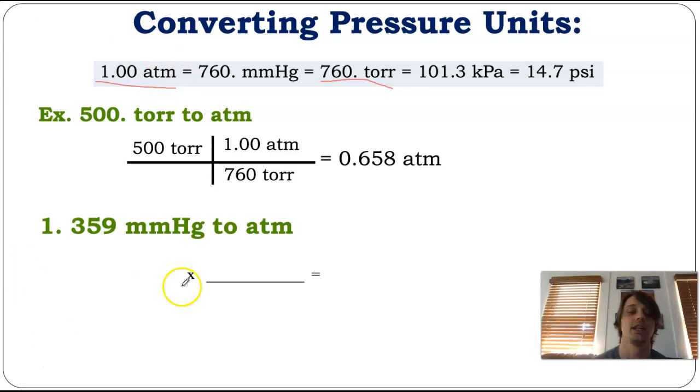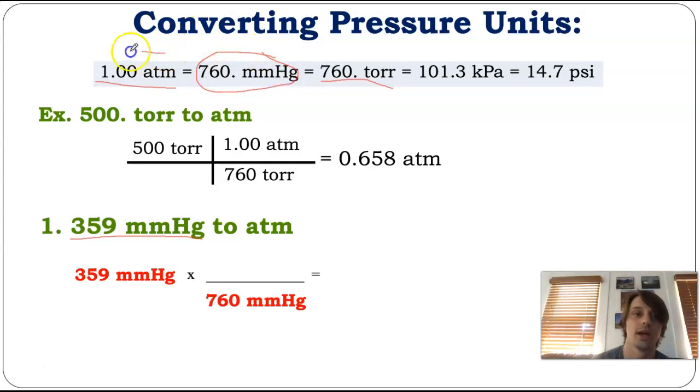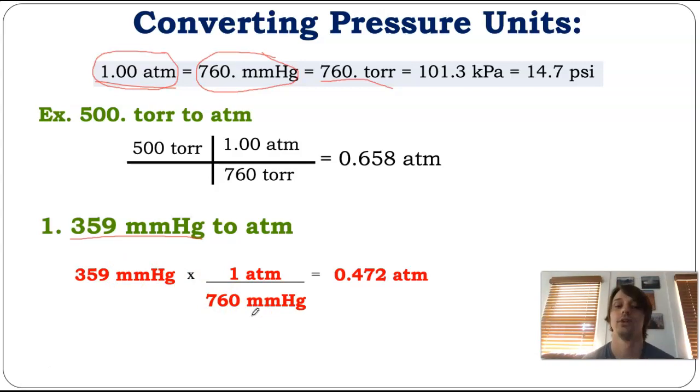Number 1, 359 millimeters of mercury. Now on the sheet, it looks like this. So if you printed it off, it looks like this. How I want you to set this up, this number goes out front. And then where I'm coming from, millimeters of mercury would go on bottom. How many? 760. What I'm going to, atmospheres, would go on top. How many? 1. These two are equal to one another. So what would I do here? Multiply or divide? Hopefully, divide. And you get an answer of 0.472. I started with 3 sig figs. I ended with 3 sig figs.